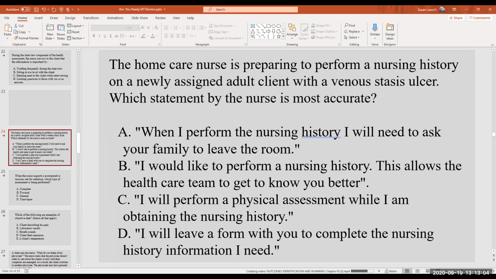C, I will perform a physical assessment while attaining the nursing history. No, you have to do one before. D, I will leave a form with you to complete the nursing history information I need. No, you have to educate. Is B the correct answer? Yes, B, as in boy. Great job.